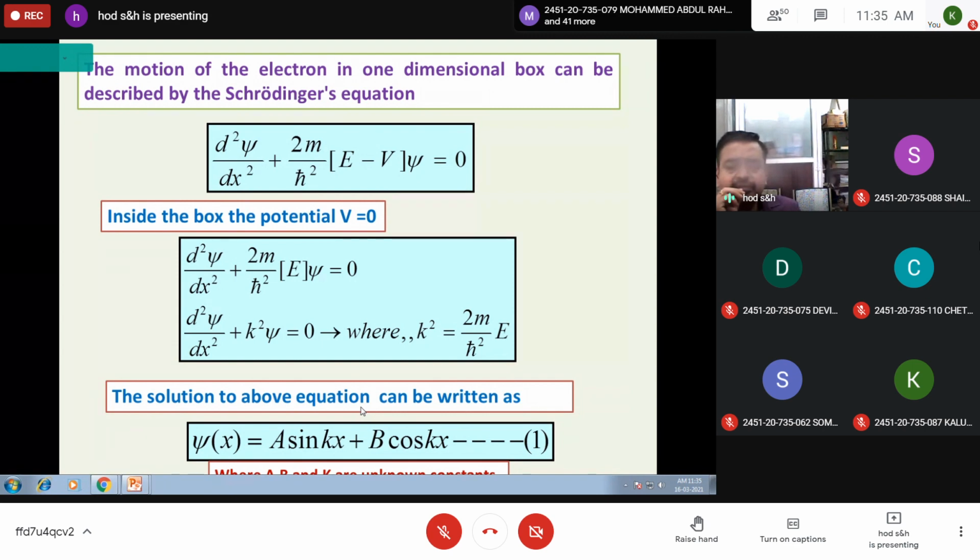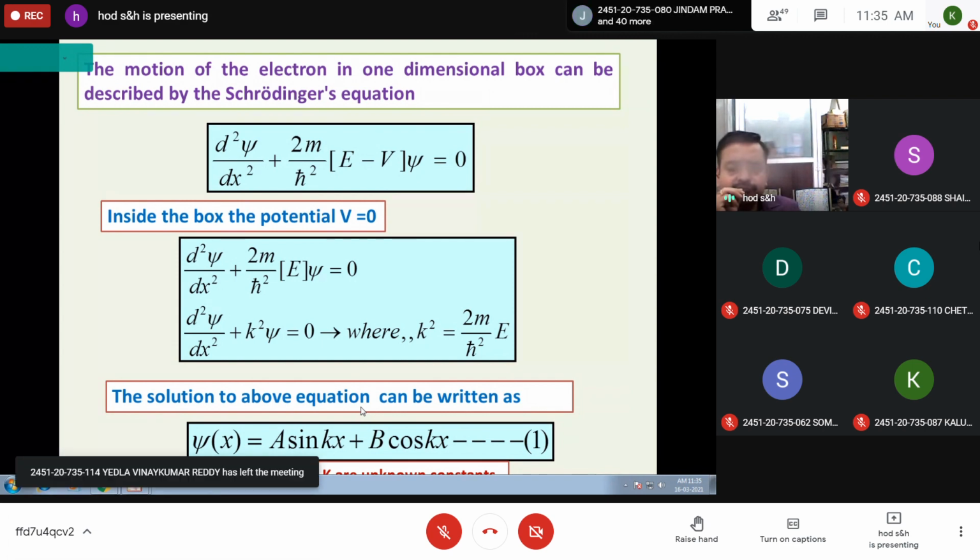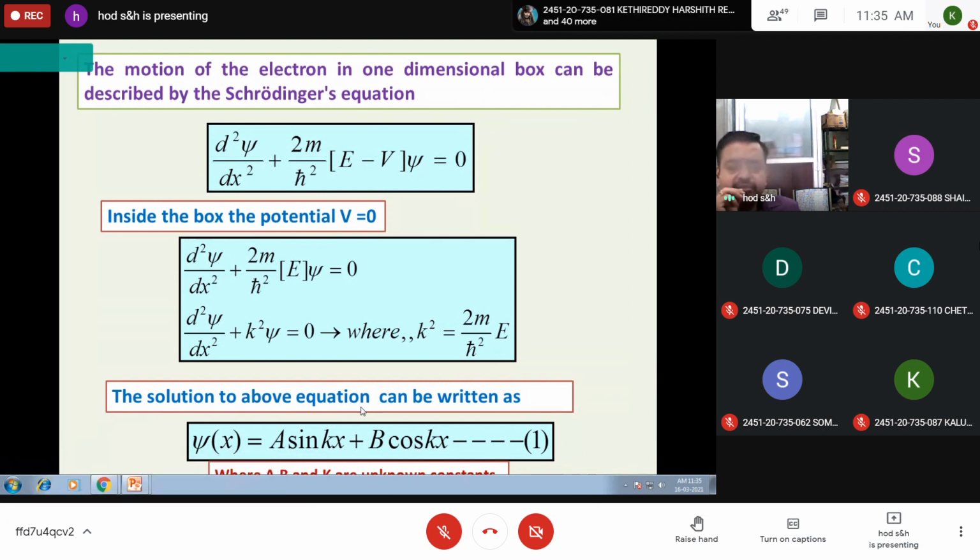Let us assume k² is equal to 2mE/ħ². Then we get ∂²ψ/∂x² + k²ψ = 0. We will be getting a second order differential equation.